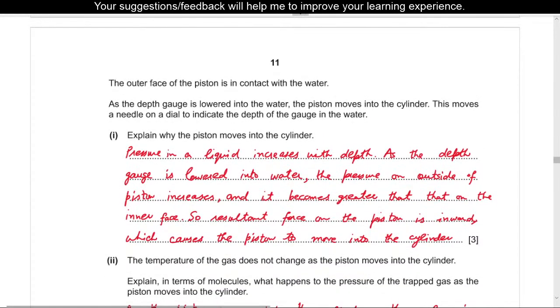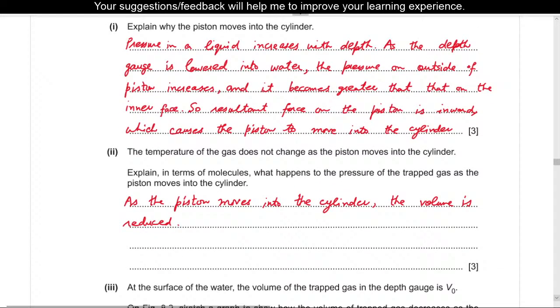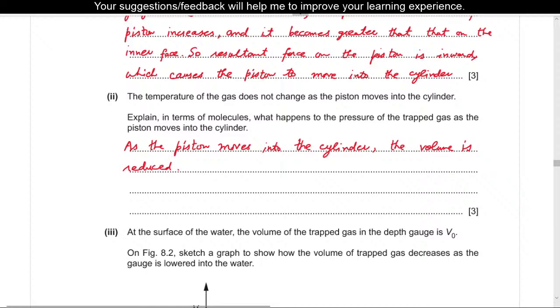So, due to this resultant force, the piston moves inward in this direction. So, we have written here that pressure in a liquid increases with depth. As the depth gauge is lowered into water, the pressure on the outside of the piston increases, as I told you, and it becomes greater than that on the inner face. So, the resultant force on the piston is inward, which causes the piston to move into the cylinder.